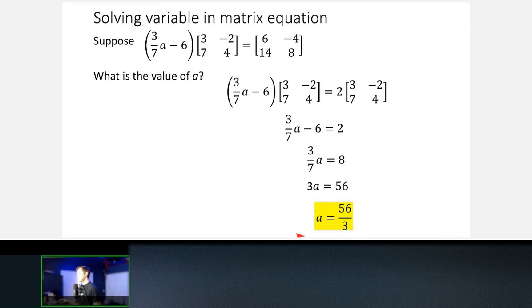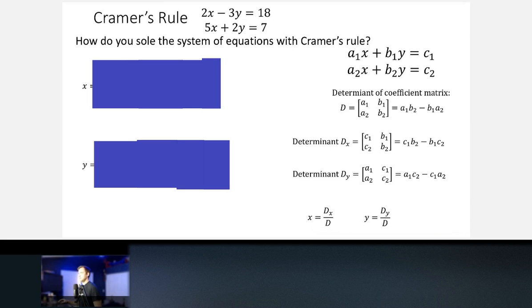All right, let's go. All right, you'll have to do a Cramer's rule problem. So here are the formulas, and there's the equation. I would like everyone to derive determinant d sub x and determinant d sub y. I'm going to give you all 1 minute to do so.